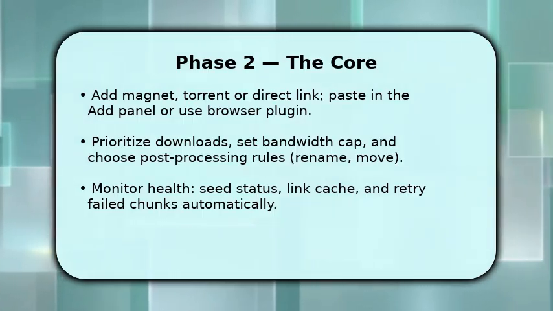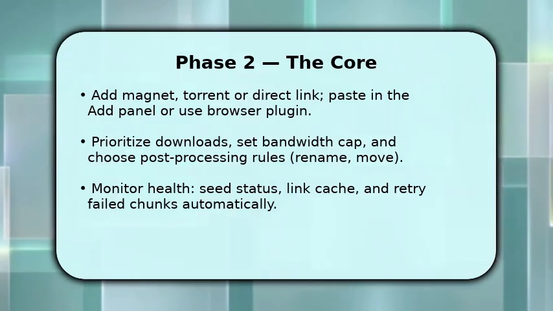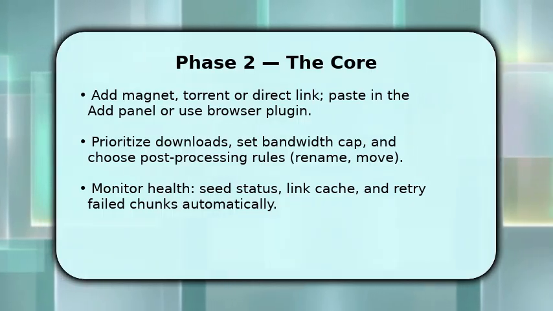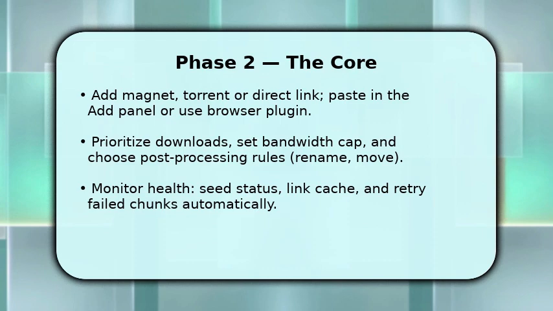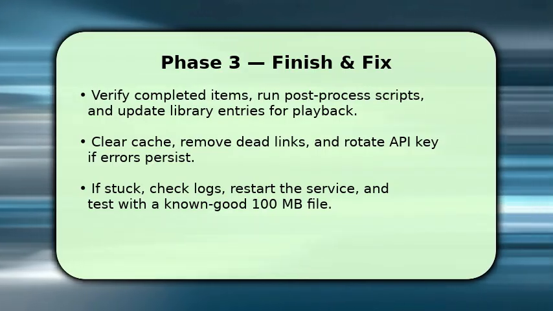Apply post-processing rules like rename patterns and destination folders so files land where you expect. Once queued, watch link health and let the manager reattempt failed pieces automatically while you finalize by confirming each completed download and running post-process steps that tidy file names and update your library. Do this immediately so players see new content.